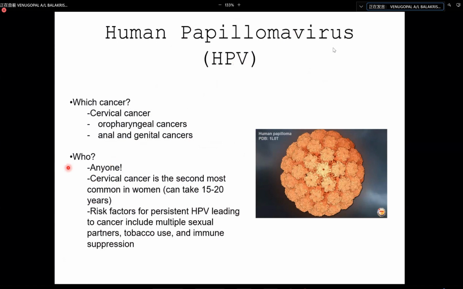Anyone can get it. Okay, cervical cancer is the second most common cancer in women after breast cancer, and it takes about 15 to 20 years to develop after the infection. So if the infection could be prevented before 15 to 20 years, we can actually reduce the number of cervical cancer patients. The risk factors for persistent HPV leading to cancer include multiple sexual partners, tobacco use, and immune suppression. Okay.